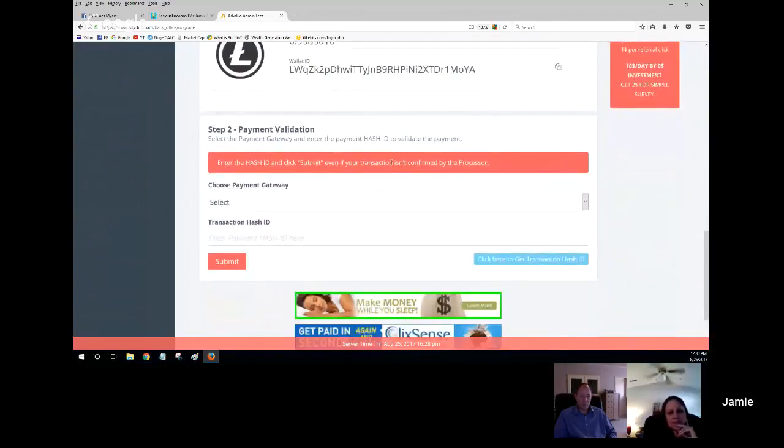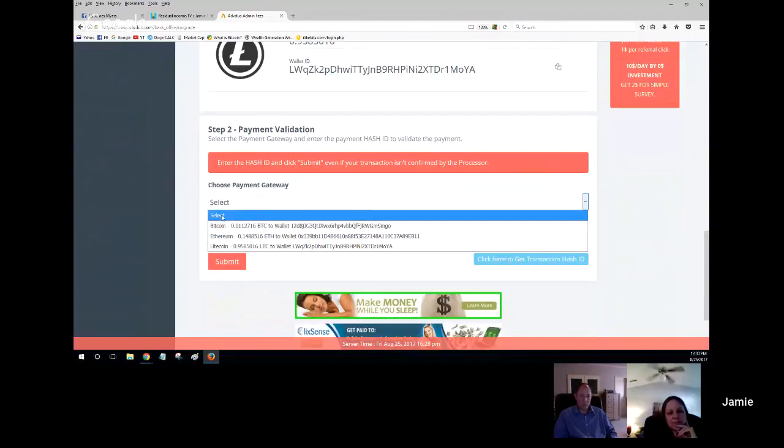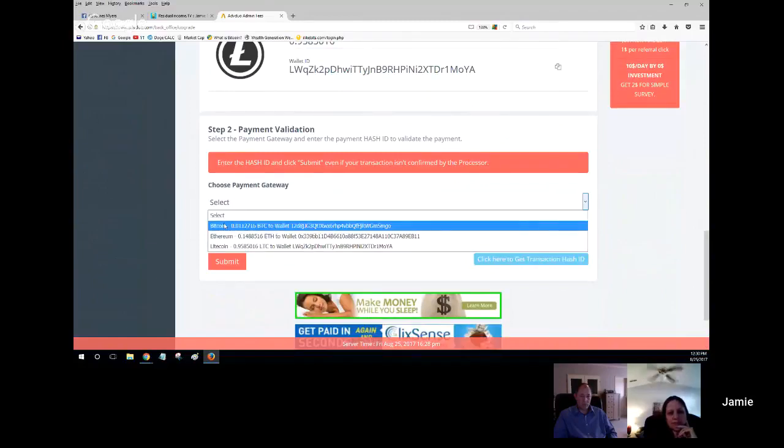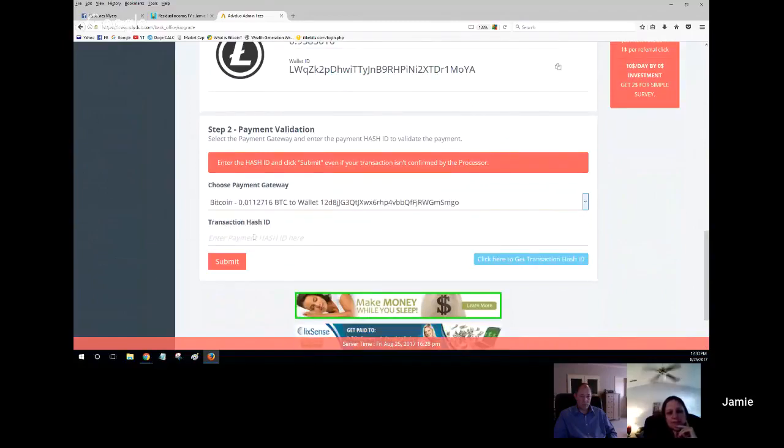And then after you send the payment, you come down here and you select how you sent the payment. So I sent Bitcoin, and then you're going to copy that transaction hash ID, which is kind of like a receipt number. It's a way for people to find you, to confirm. Don't freak out about it. It's a long number. Just find it and copy it and throw it in here, and then press submit.